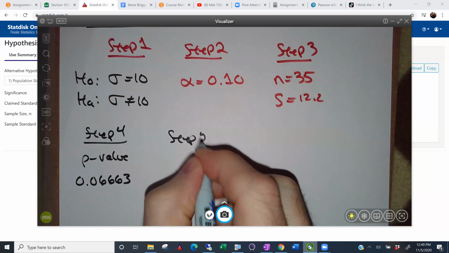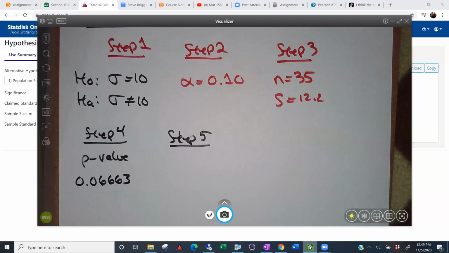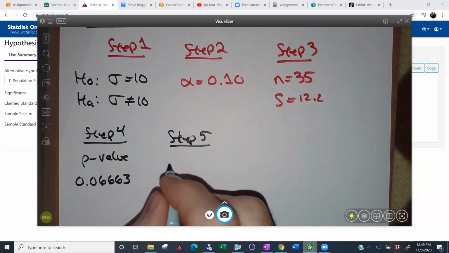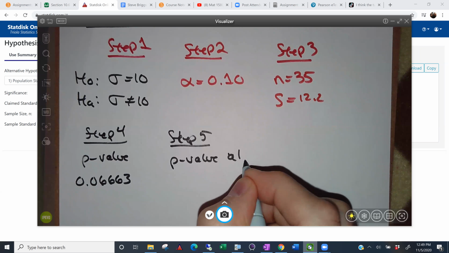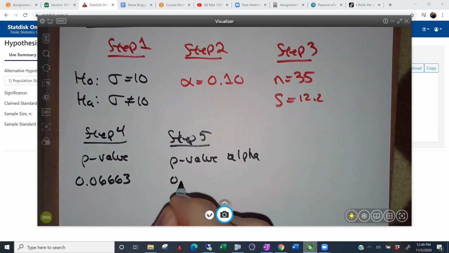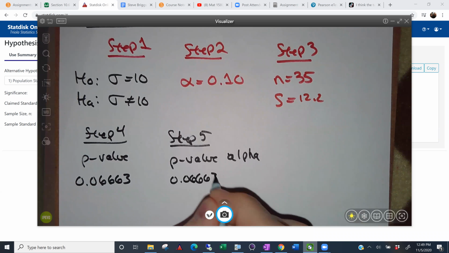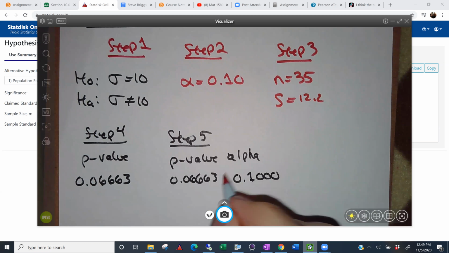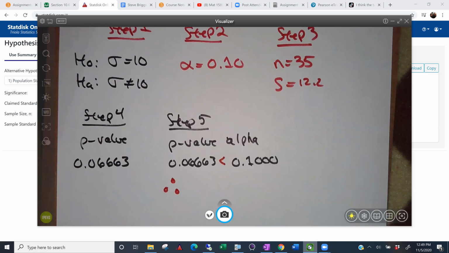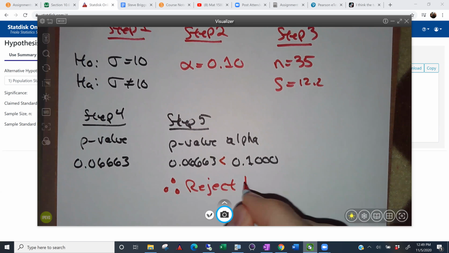Which brings us to step 5. How's our p-value compared to alpha? Less than? Perfect. The p-value is less than alpha. Therefore, what should we decide? Reject. If p is low, H naught must go. So reject H naught.